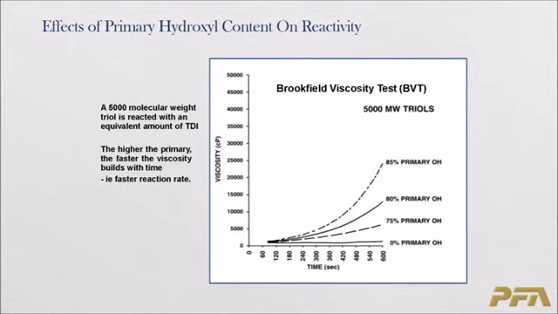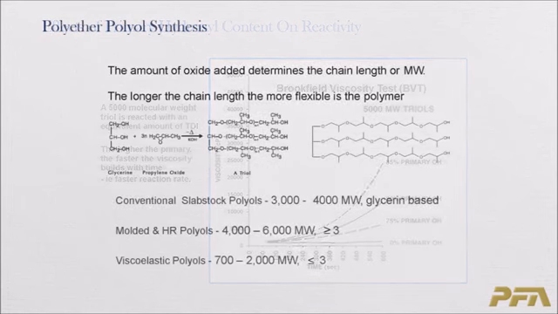This slide here shows the effect of that primary hydroxyl on reactivity. What we're plotting here is a viscosity build as a function of time. The faster the rate of reaction, the faster that viscosity is going to build as a function of time. And what this is trying to show is that even small differences in the amount of primary, going from 75 to 80 to 85, really will affect that rate of reactivity. So it's something to be aware of there.